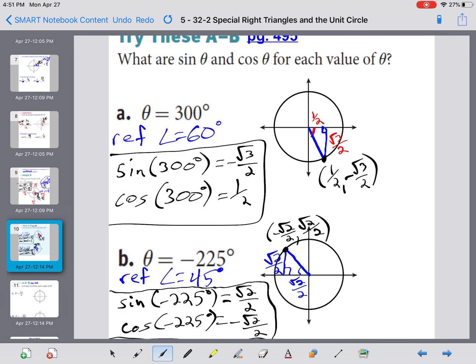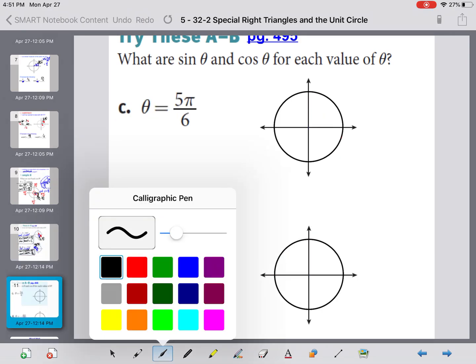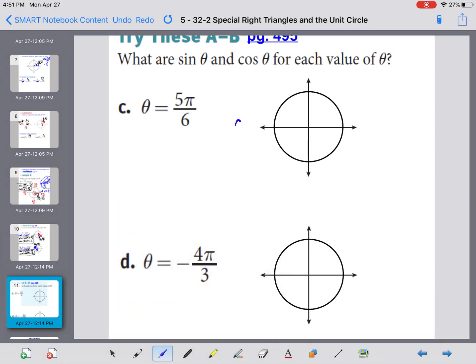There it is. Let's do C and D here. So some radians. All right, 5 pi over 6. This is 6 pi over 6. This is 3 pi over 6. We started over here at 0. So 5 pi over 6 is here. Right? Reference angle there is pi over 6. Right?